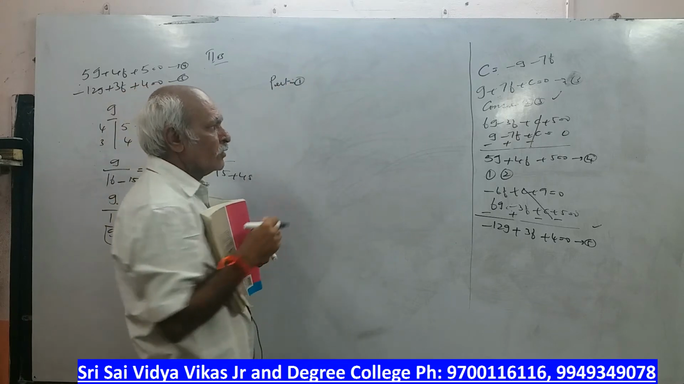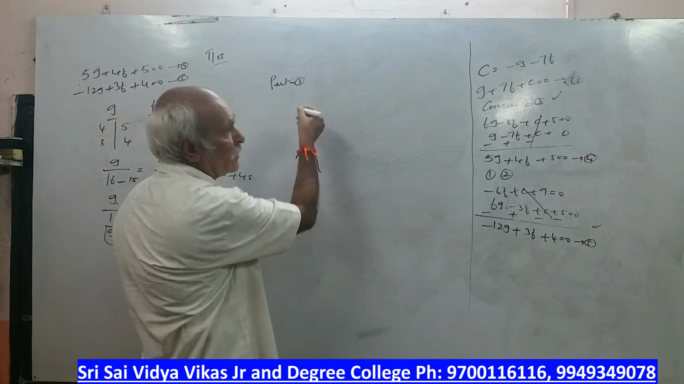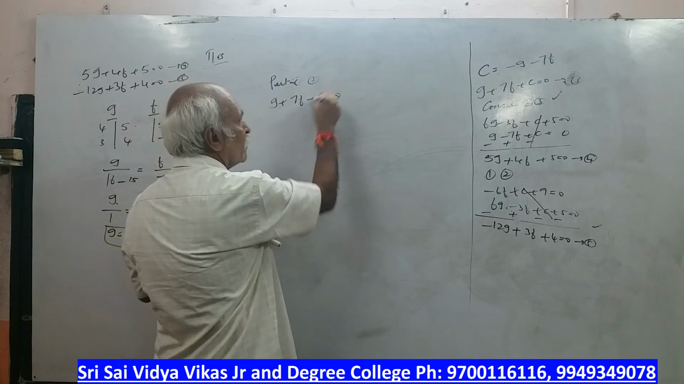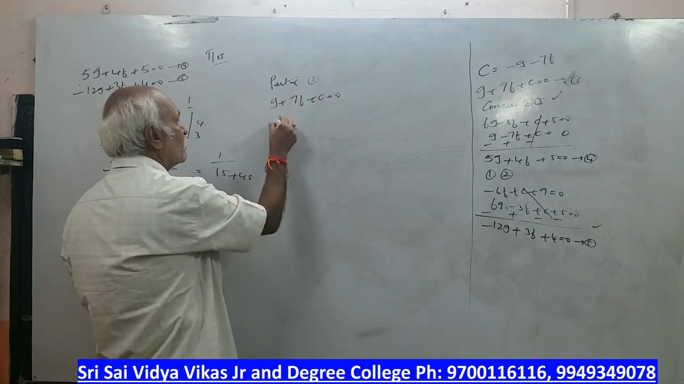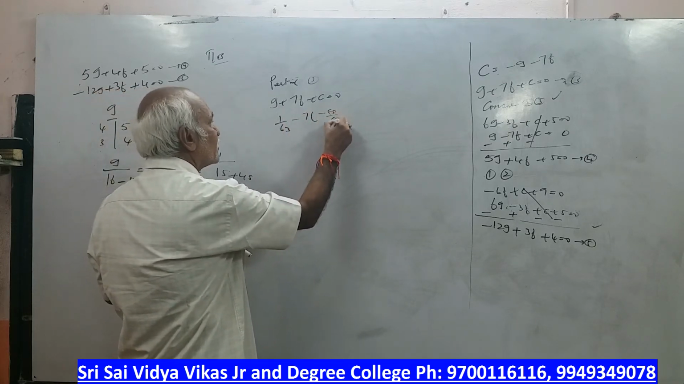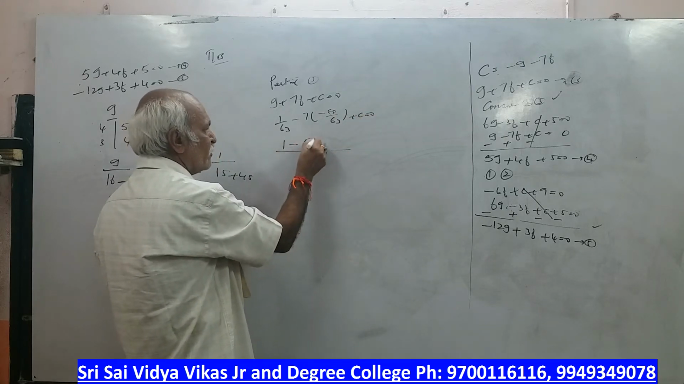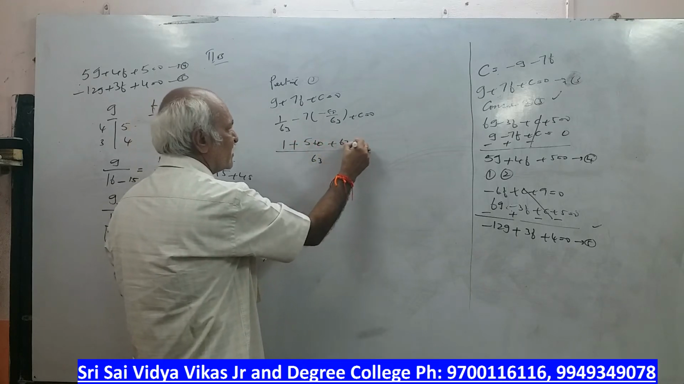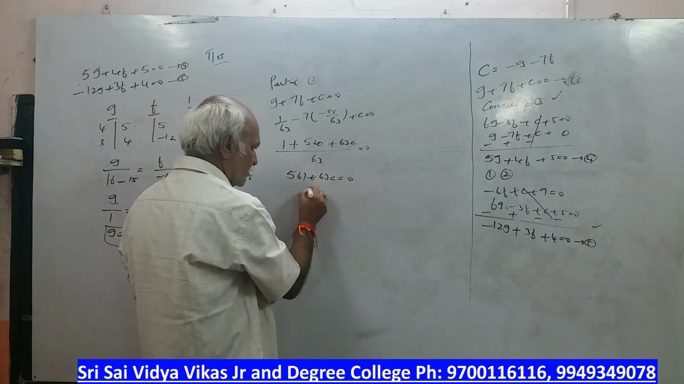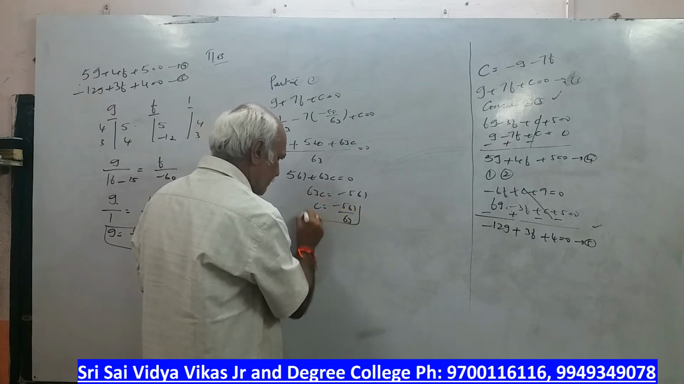Put in the first equation. What is the first equation we got? The first equation is our third equation: g plus 7f plus c is equal to 0. G value 1 by 63, F value minus 80 by 63, so 7 into minus 80 by 63 plus c is equal to 0. 63 is the LCM: 1 minus 560 plus 63c is equal to 0. So this becomes minus 559 plus 63c is equal to 0, so 63c is equal to 559, c is equal to 559 by 63.